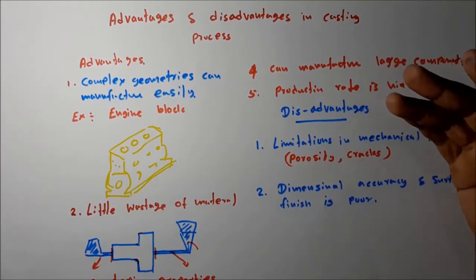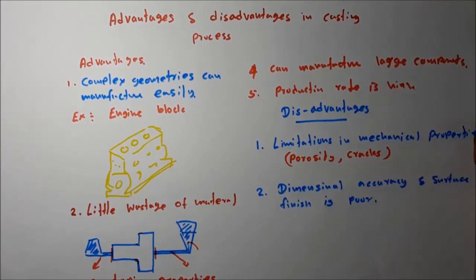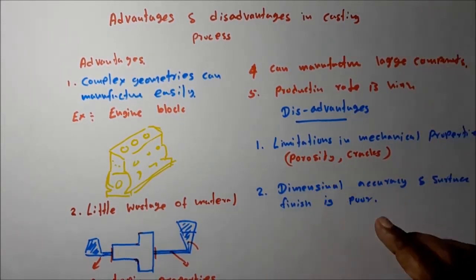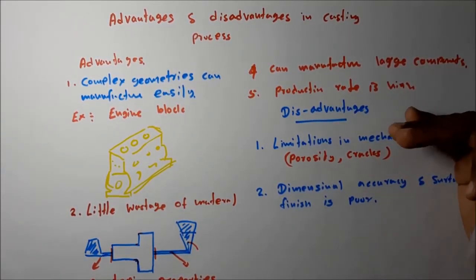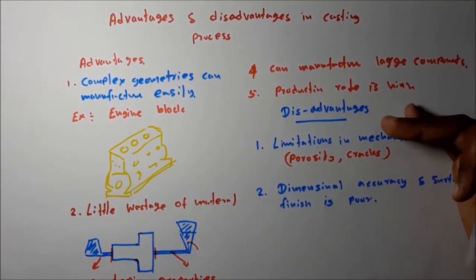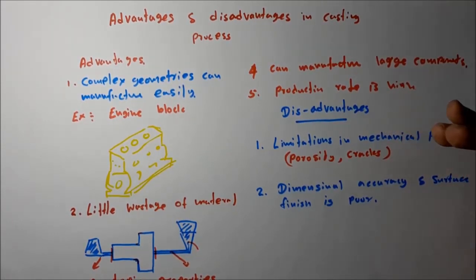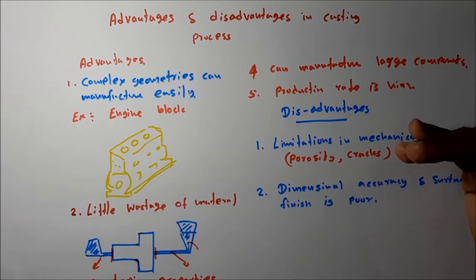Because of oxidation and the wall of the mold, we can't obtain the dimensions and the surface finish. That means we give certain allowances for machining and also for shrinkage. That's one of the disadvantages in casting operations. But some casting methods, especially investment casting, die casting and permanent mold casting, can generate smooth surfaces and close dimensional tolerances.